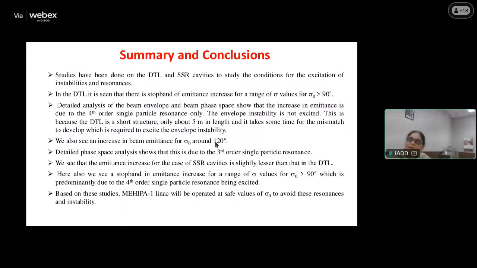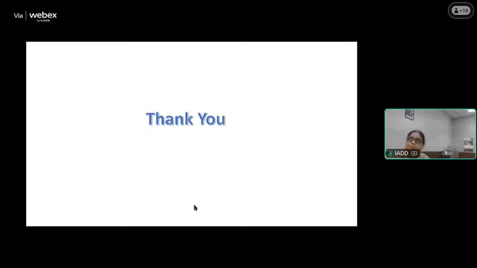We also see an increase in emittance in the DTL at around 120 degree, for the Gaussian beam, not for the uniform beam, and this is due to the third order resonance. The increase in emittance in the SSR is less than in the DTL. So the fourth order resonance is less as compared to that in the DTL. So based on these studies, MEPA 1 Linac will be operated at safe values of sigma 0 to avoid these resonances and instability. Thank you.